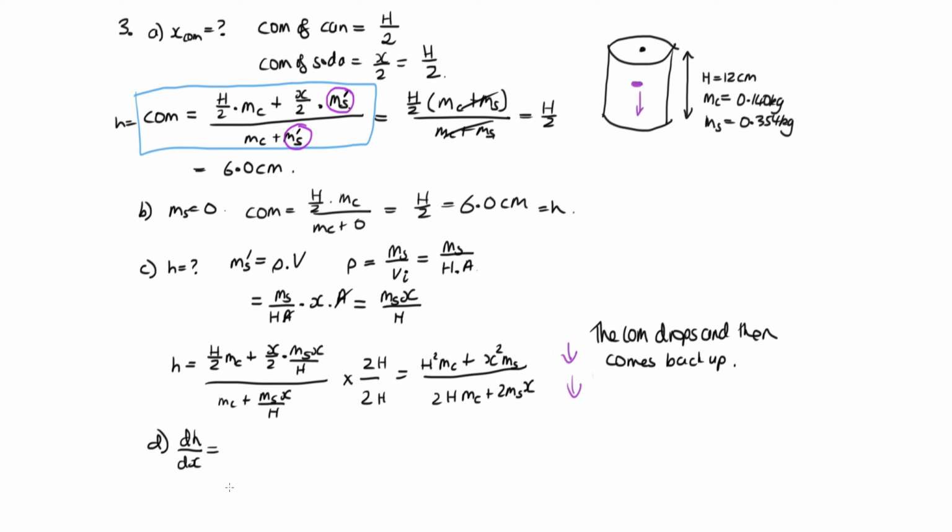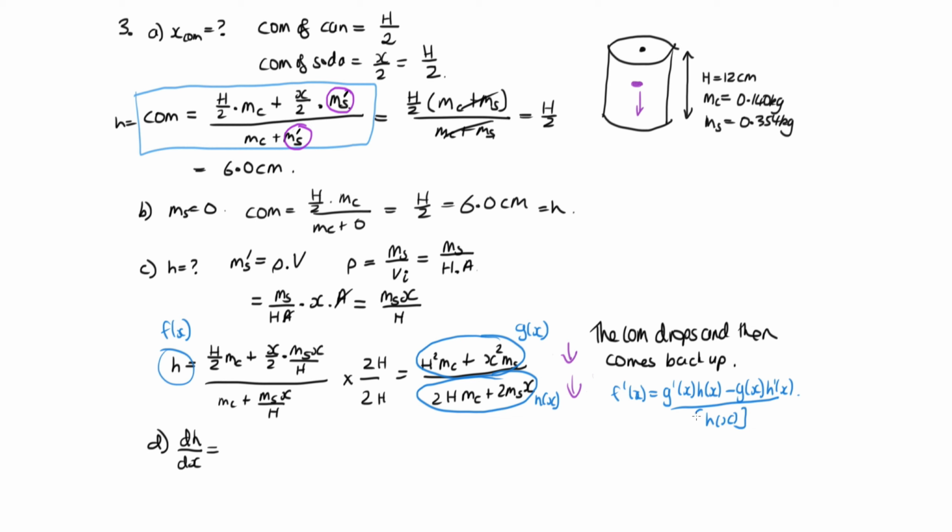To work that out, you're going to need to use the quotient rule, which tells us that if we call this thing f of x, this thing here g of x, and this thing here h of x, then f dash of x is equal to g dash x h x minus g x h dash of x, over h x squared.